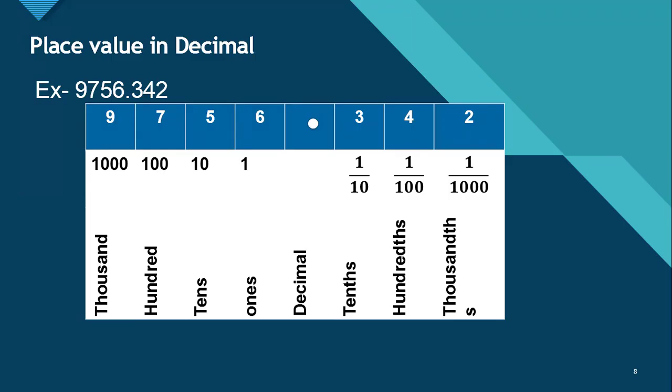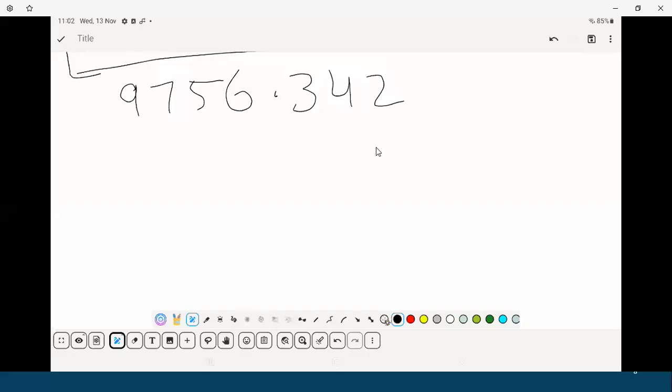Then after the decimal, the place value will change. So the place value of 3 in the decimal part will be 3 by 10. Then the place value of 4 is 4 by 100, and it is below 1. It's less than 1. And the place value of 2 will be 2 by 1000. So let's quickly see the same example on the whiteboard.